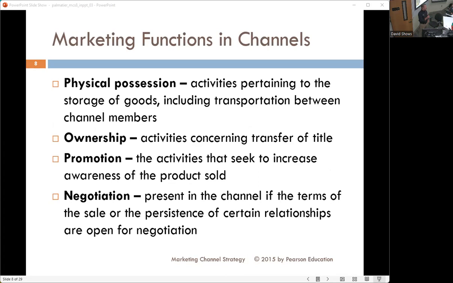Physical possession is more than just the physical goods themselves. These are all of the activities that are involved in the storage of goods, the transportation of the goods in and between channel members. This also includes things like third-party logistic providers who do the shipping and the storing for you.